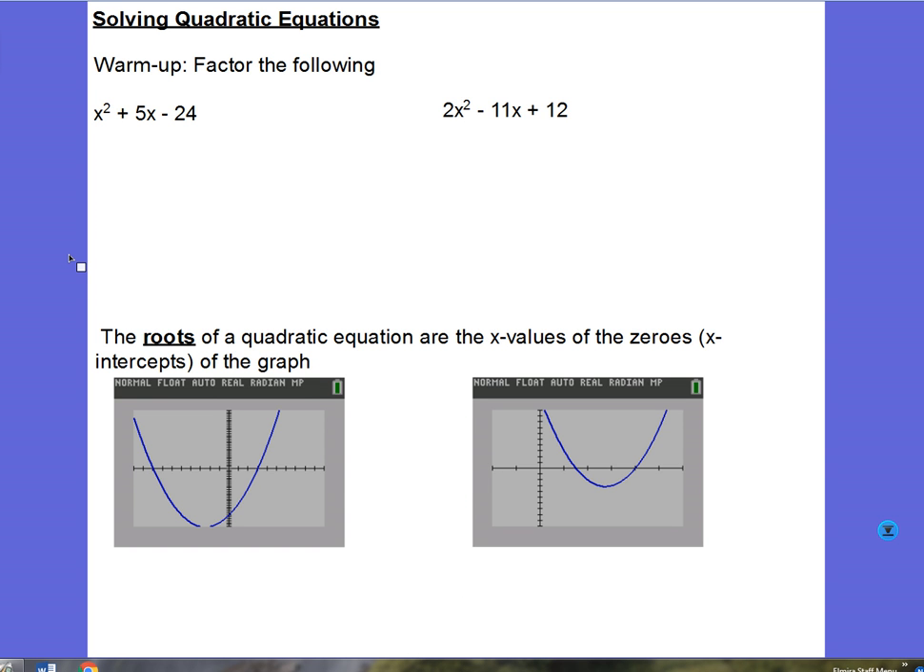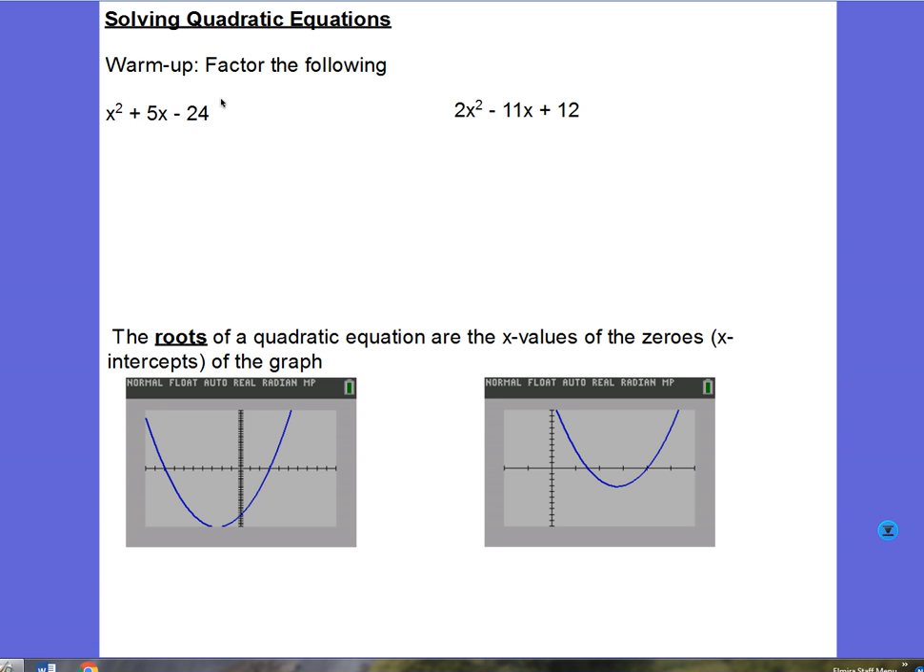Okay, guys, this is the lesson today for solving quadratic equations, and the method that we're working on today is solve by factoring. So in order to be able to solve by factoring, you have to be able to factor. So this is what we've been working on last chapter. x squared plus 5x minus 24 is a quadratic that I can factor.